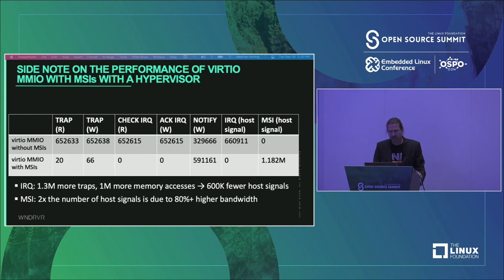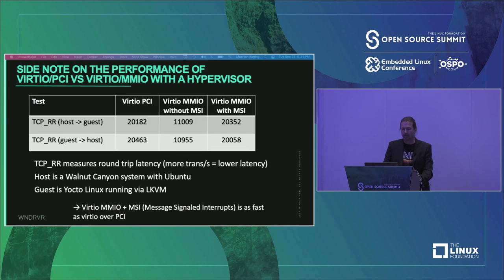And you can see here the number of signals that go to the back end can actually be doubled with MSIs. We're going from 660,000 in the second farthest right column to almost 1.2 million. That's because you're sending more useful packets across, which is why the number is increasing there.